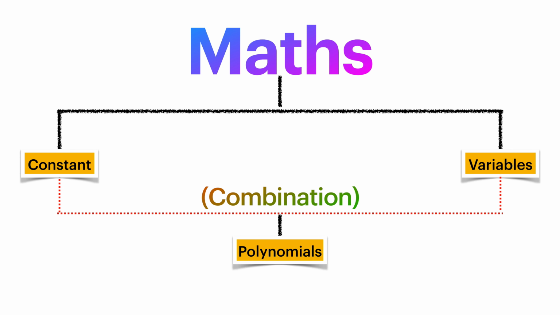So now the question is, how do we combine a constant and a variable? Well, by using operators such as addition, subtraction, multiplication, and division.